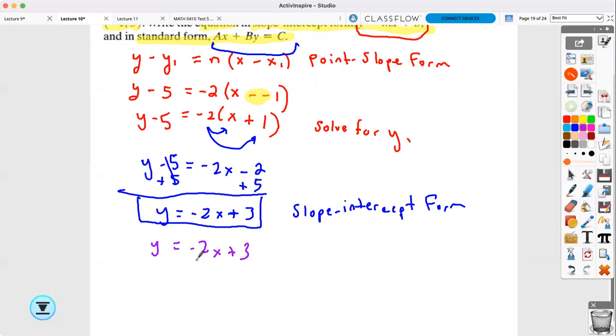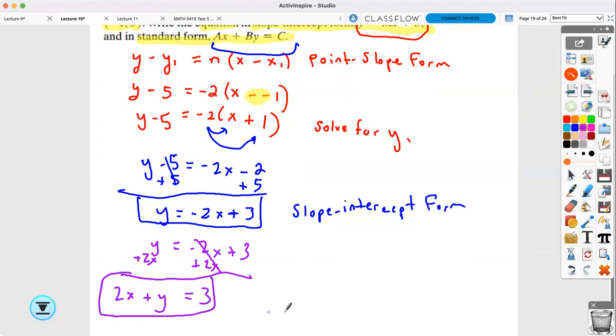I have to move the x over, so I'm gonna add 2x on both sides. Now the x's cancel on the right, but they're not like terms, so I'm gonna write 2x plus y equals +3. And x and y are together, which makes it standard form. And we are now done.